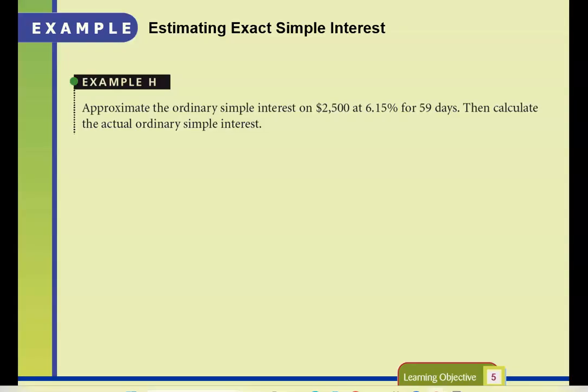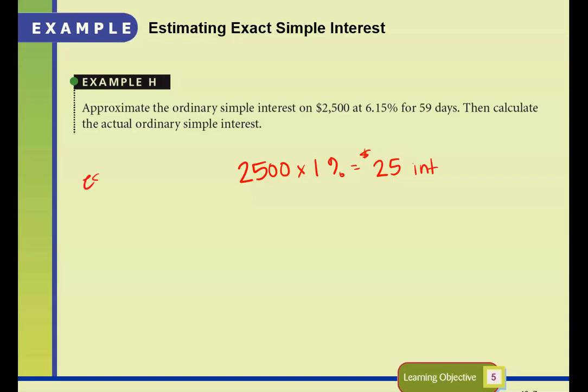And so if you see here, and let me take out my pen, if I take this $2,500 loan and multiply that by 1%, this gives me $25. So $25 by estimate.